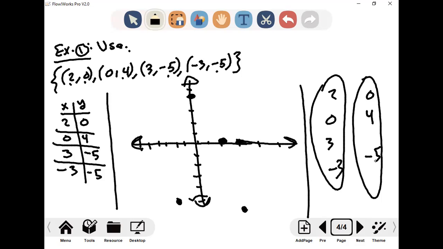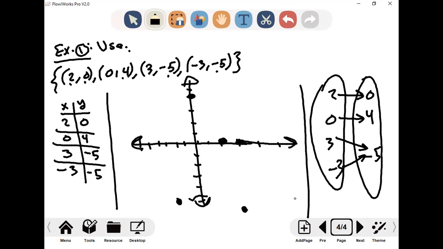Now, the 2 is connected with what? With 0. The 0 with 4. The 3 with -5. And the -3 with -5. Done? Yes. Fine. So don't repeat in the mapping. Do not repeat in the mapping. Okay? Part B, determine the domain and the range.